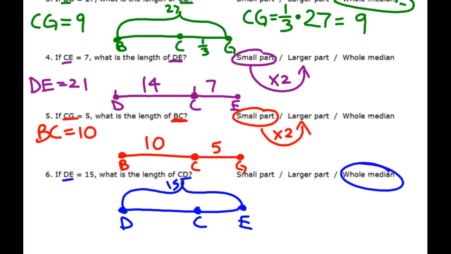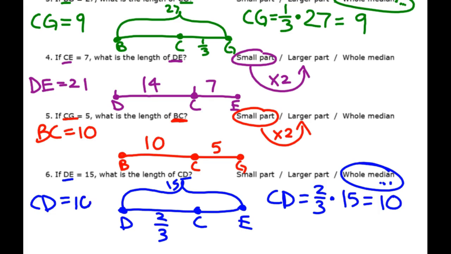I'm looking for CD. Now, remember, when you're given the whole median, you're going to have to multiply by a fraction. Okay? I'm looking for CD, which is actually the larger section, which I know means 2/3, right? So take that whole length. So CD equals the whole length times the fraction, in this case, the larger part, so it's going to be 2/3 times 15. If I multiply that in my calculator, I'm going to get 10. Okay, so CD equals 10.